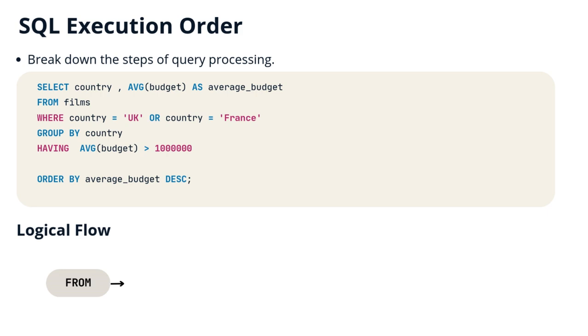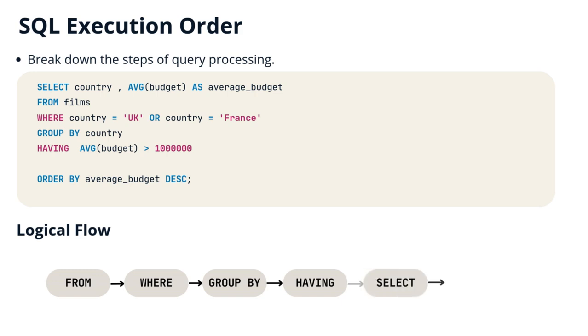FROM: identify the source table. WHERE: filter rows based on conditions. GROUP BY: group rows that have the same values in specified columns. HAVING: filter groups based on aggregate conditions. SELECT: extract the required columns or computed values. ORDER BY: sort the result set. Now let's break our query down step by step following this order.